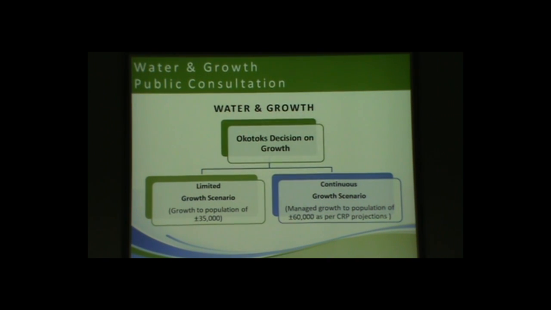I'm going to go through a couple of the growth scenarios as they pertain to the decisions we need to make around water. Essentially, there are two scenarios we're looking at. A limited growth scenario, where we would grow to a population of approximately 35,000. That would take us out to where our current borders are right now. The continuous growth scenario, where we could grow to a population of about 60,000. That's the number predicted in the Calgary Regional Plan for the next 60 years for this region.